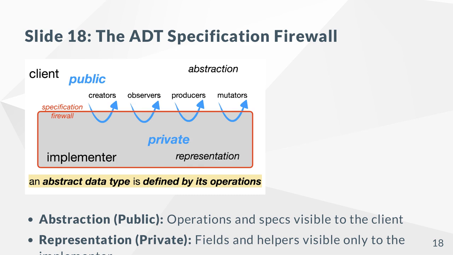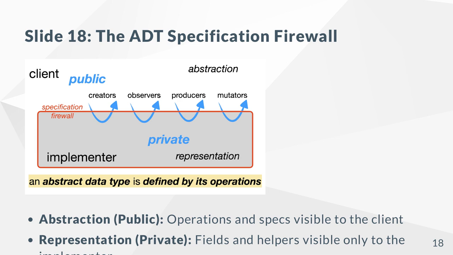This slide shows a diagram that visualizes what we call the ADT specification firewall. Let me walk you through what it depicts. Imagine two zones separated by a solid wall. On the left side of the wall is the client zone. This is where user code lives. The client sees only one thing, the abstraction. That means the public operations and their specifications, the method names, their parameters, their return types, and what they promise to do.